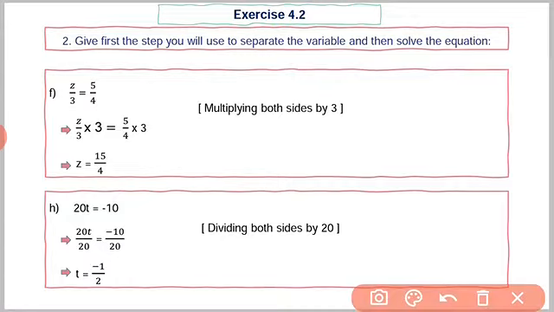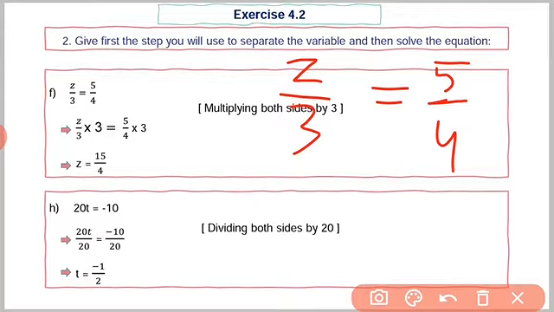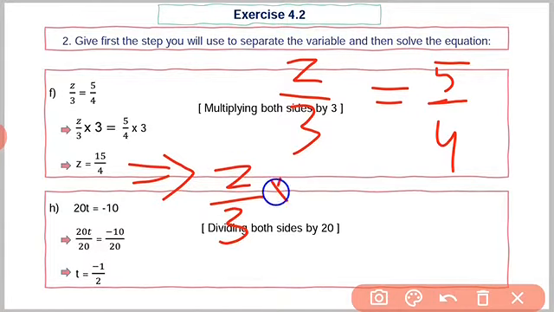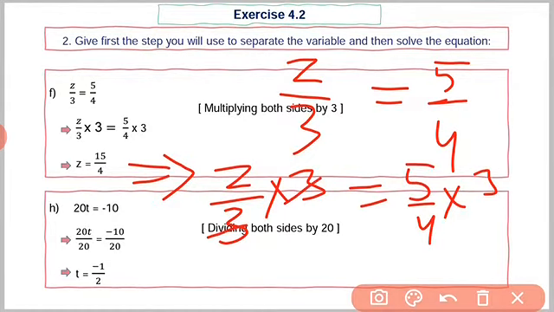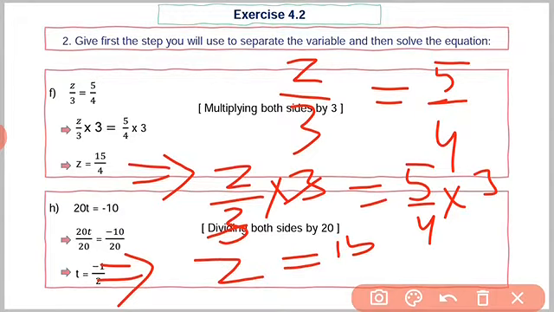Taking the next F part, we have the equation Z by 3 is equal to 5 by 4. We have 3 in the denominator, so what we should do? To separate the variable, we will multiply both sides by 3. So this 3 will cancel out, and since we cannot cancel 4 with any of the numbers, so we will multiply 3 by 5. So Z is equal to 15 by 4. So this is the solution to the equation.